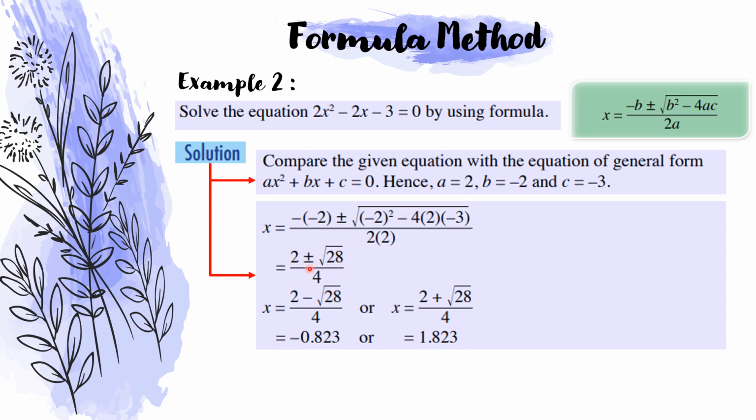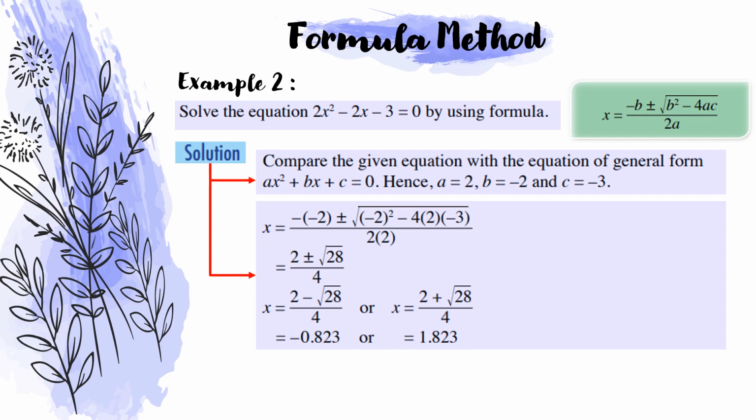And then how to solve this? There are two operations here. One is addition, 2 add with the square root of 28 divided by 4, and one is subtraction, 2 minus square root of 28 divided by 4. So you solve this one, you will get negative 0.823, and you solve this one, you will get 1.823. So this one actually is in 3 significant figures. I already told you that you need to leave your answer in 4 significant figures.